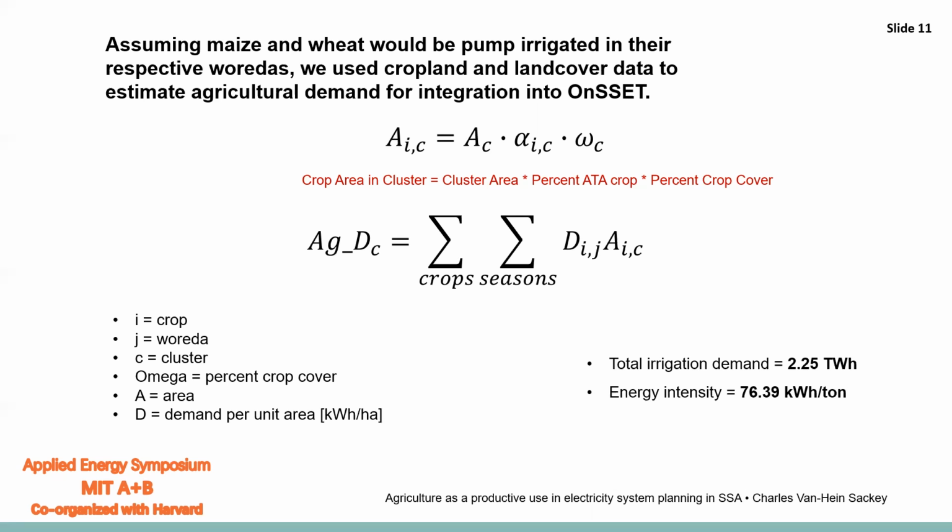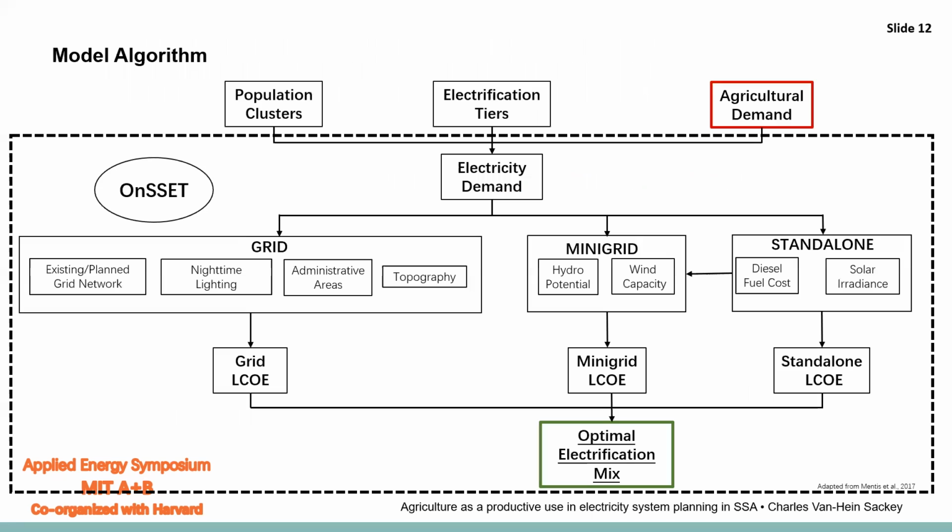Using these data sets, we were able to estimate the agricultural demand in each cluster, which amounted to 2.25 terawatt hours, and the total energy expended on irrigation per ton of maize and wheat produced per our estimate is about 76 kilowatt hours per ton.